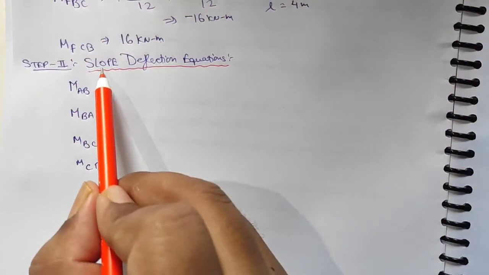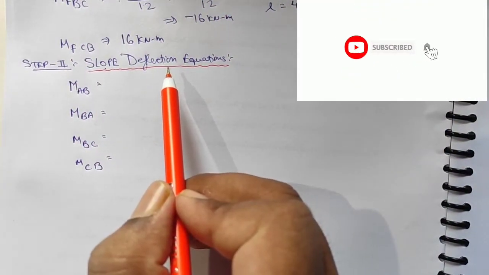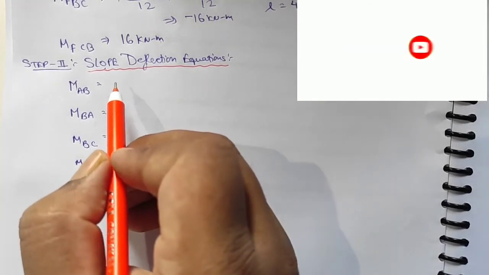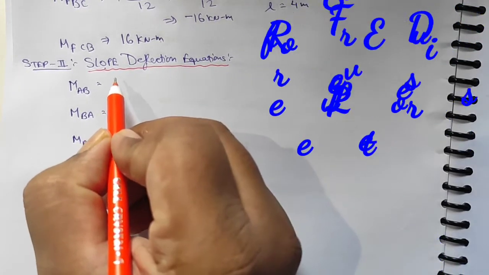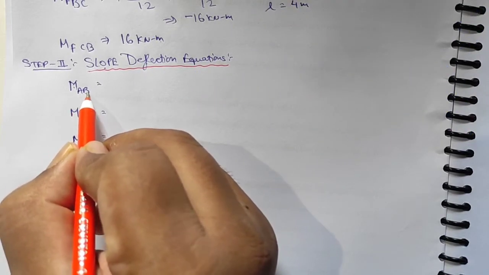Our second step is to find out the slope deflection equation. As in the previous video we have also studied about the slope deflection equations. So for slope deflection equation you can refer my previous video. Here the first value we will find out, that is slope deflection equation for MAB.